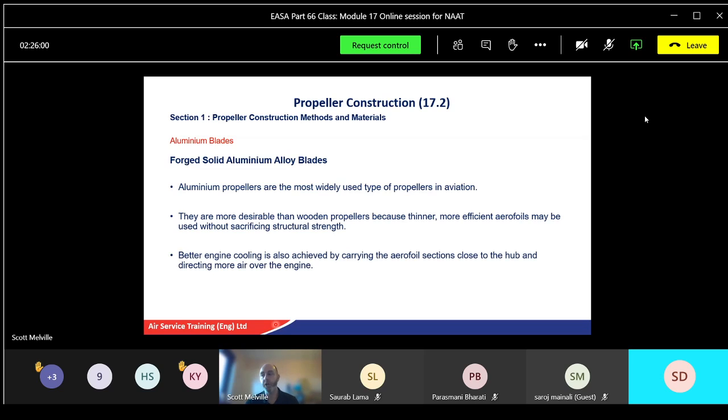Also provide better engine cooling by carrying airfoil sections closer to the hub and directing more air over the engine. So as well as being lightweight, strong, effective, they help with cooling the engine at the same time. Always quite good.